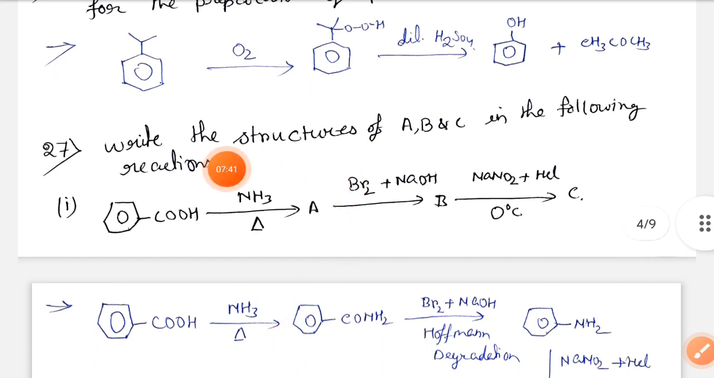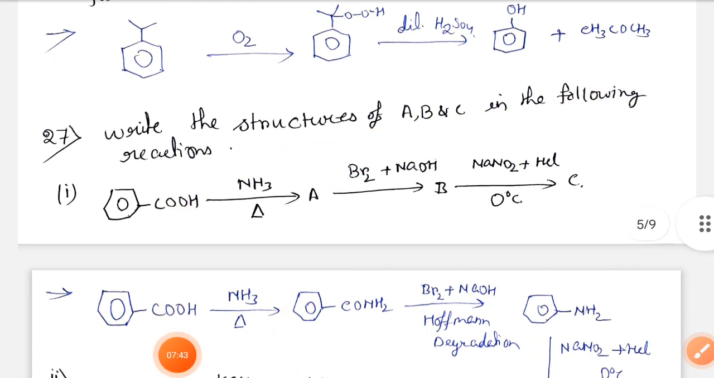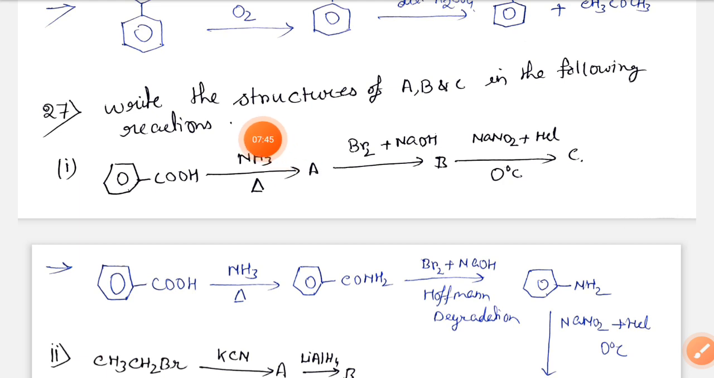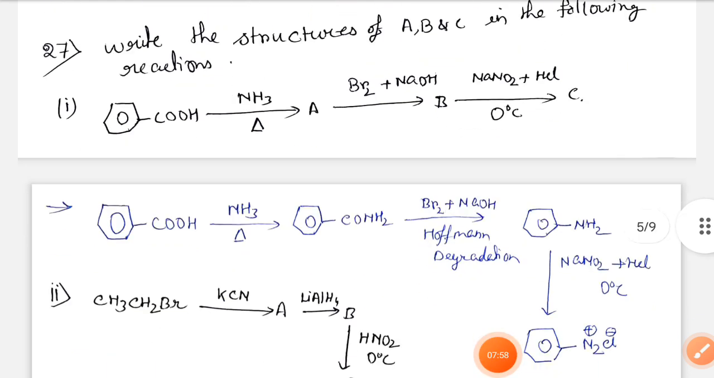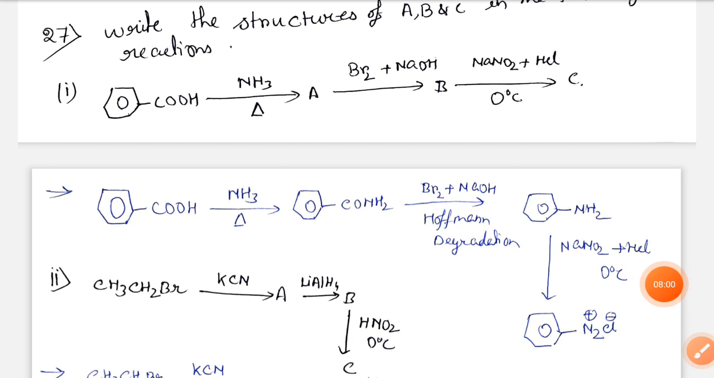Next, write the structure of A, B, C in the following reaction. At first, benzoic acid, when NH3 and heat are given, forms an amide, benzamide, and then Br2/NaOH is added, that is Hofmann degradation, then amide to amine, that is aniline, then NaNO2/HCl at 0 degree centigrade, that is diazonium salt is formed. Okay, benzene diazonium chloride.